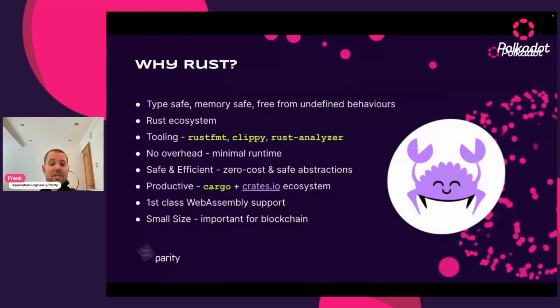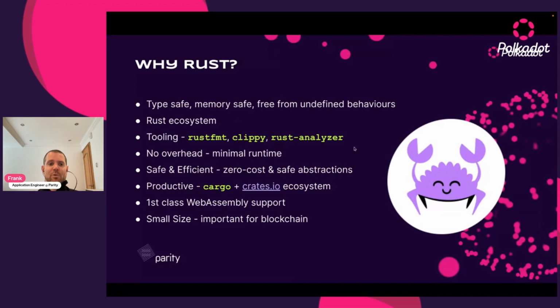Through Cargo and the crate ecosystem, you can easily pull in dependencies, especially those focused towards WebAssembly, which Rust has first-class support for. And then finally, and perhaps most importantly for the nature of blockchains, is the small size. Rust data structures can be very compact, and that's super important for blockchain where resources are constrained. So that's a little bit about Rust.